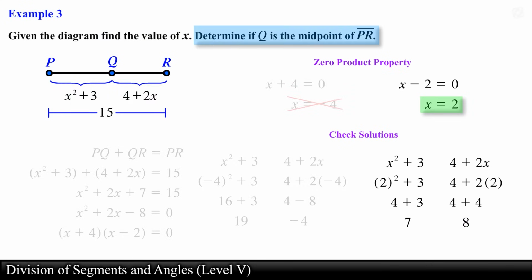We need to determine if point Q is the midpoint of segment PR. This will be the case if the measurement of segment PQ is equal to the measurement of segment QR. Looking at the measurements for each segment when x equals +2, we conclude that point Q is not the midpoint of segment PR, since both measurements are not equal. And this is our final answer. Alright, in our next video, we will go over examples that involve adjacent angles, angle bisectors, and angle trisectors.